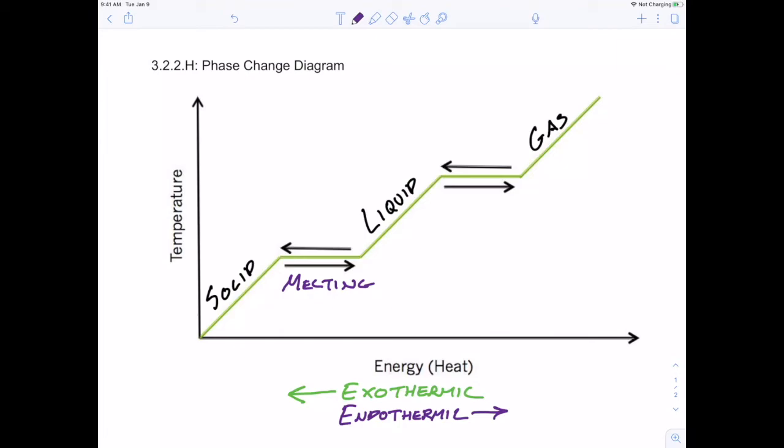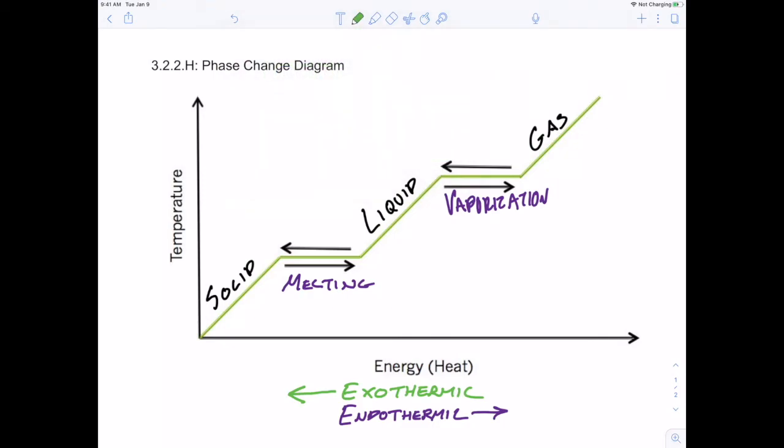And once again, if we go from liquid to gas, we are moving from left to right on this chart, and we are seeing that that process of vaporization is endothermic. Okay, so we're just once again visualizing here. If you add energy to a solid and it becomes a liquid, that is melting. If you add energy to a liquid and it becomes a gas, that is vaporization.